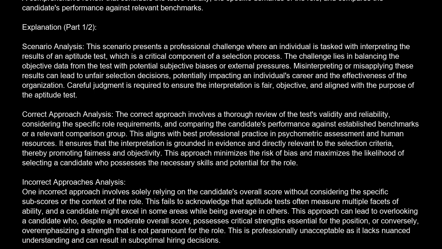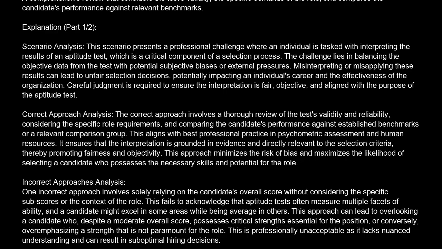Incorrect approaches analysis. One incorrect approach involves solely relying on the candidate's overall score without considering the specific subscores or the context of the role. This fails to acknowledge that aptitude tests often measure multiple facets of ability, and a candidate might excel in some areas while being average in others. This approach can lead to overlooking a candidate who, despite a moderate overall score, possesses critical strengths essential for the position, or conversely, overemphasizing a strength that is not paramount for the role. This is professionally unacceptable as it lacks nuanced understanding and can result in suboptimal hiring decisions.